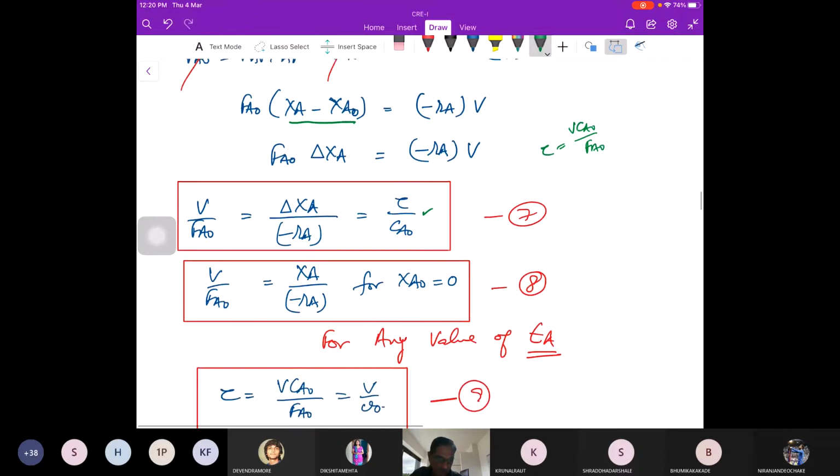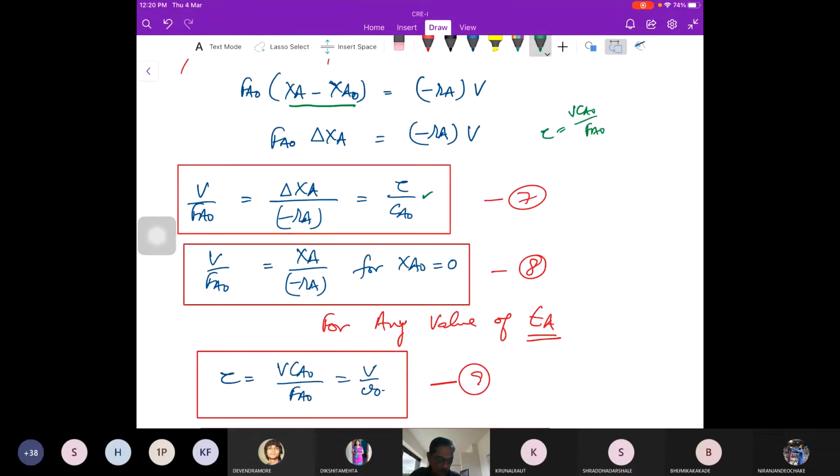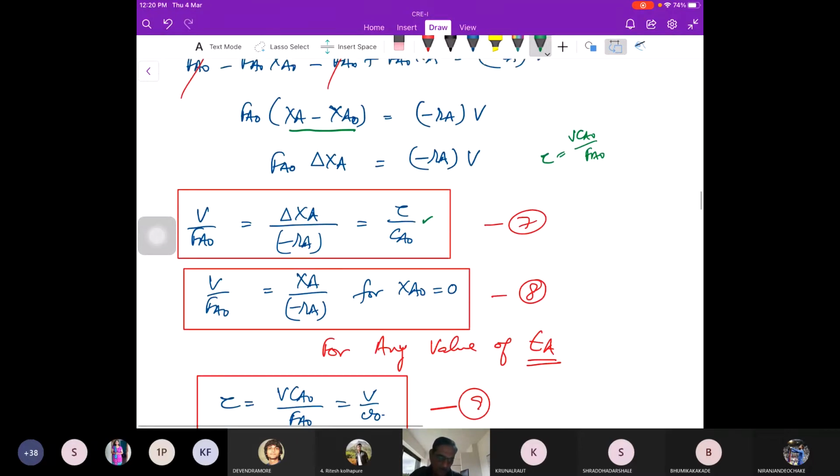This is how we define tau. So V upon Fa naught is equal to tau upon Ca naught, V upon V naught, that is also there, but we are writing in terms of Ca naught now. Both are there.